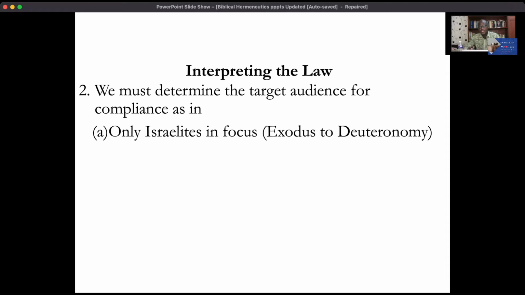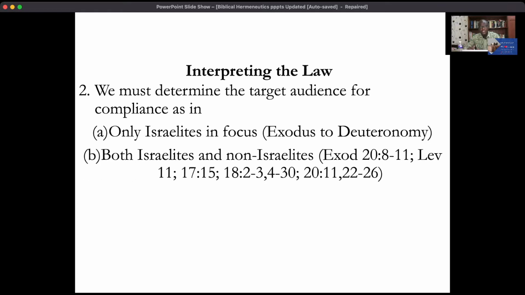So certain laws that were given to the people of God in the Old Testament were applicable to only the Israelites. So read from Exodus to Deuteronomy. And we have certain other laws that were applicable to both Israelites and non-Israelites. So when you read these passages, you see that particularly laws on sexuality, laws on the celebration of the seventh-day Sabbath, laws on food, and laws on other moral decisions were applicable to both Jews and non-Jews. And so we need to appreciate that.